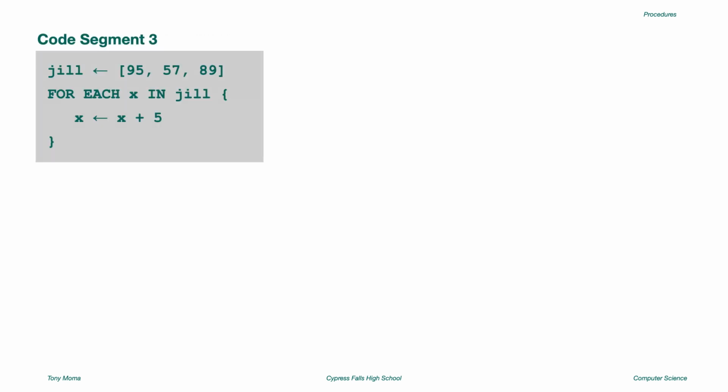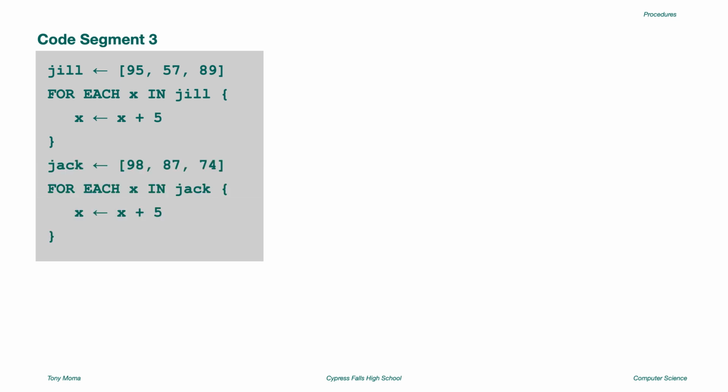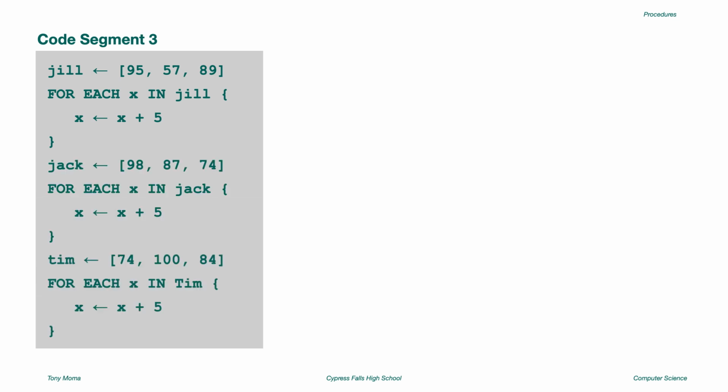Now consider this code segment 3. Here we have a list of numbers which we'll assume are grades, and we're going to assign that list to a variable named Jill because these are Jill's grades. Then we're going to use a for each loop to increase each value in the list by 5, or in other words, we're curving each grade by 5 points. We then do the same for Jack's grades, and then we do it again for Tim's grades. This is one way to approach the situation of curving the scores for 3 separate students.